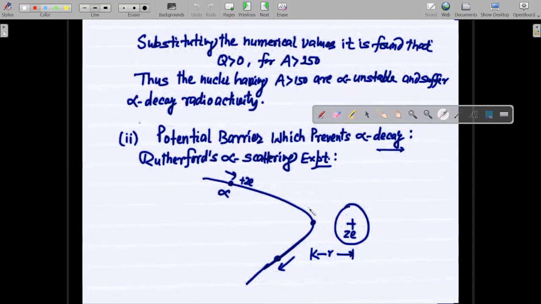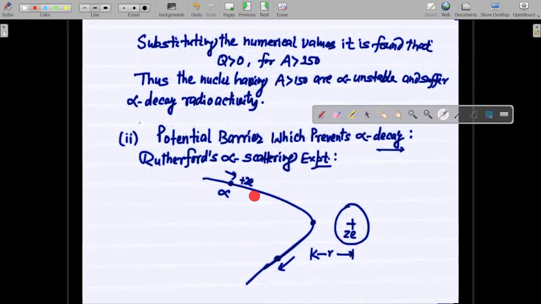Let us see. Plus ZE. What is the meaning of plus ZE? Plus ZE means the atomic number is Z and the charge on each proton is plus E. So the overall charge on the nucleus will be plus ZE, because Z is the total number of protons and plus E is the charge on each proton. So plus ZE is the total charge on this nucleus.